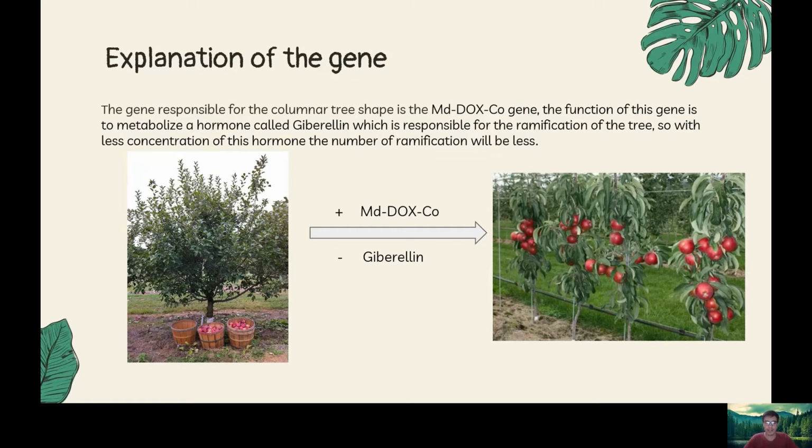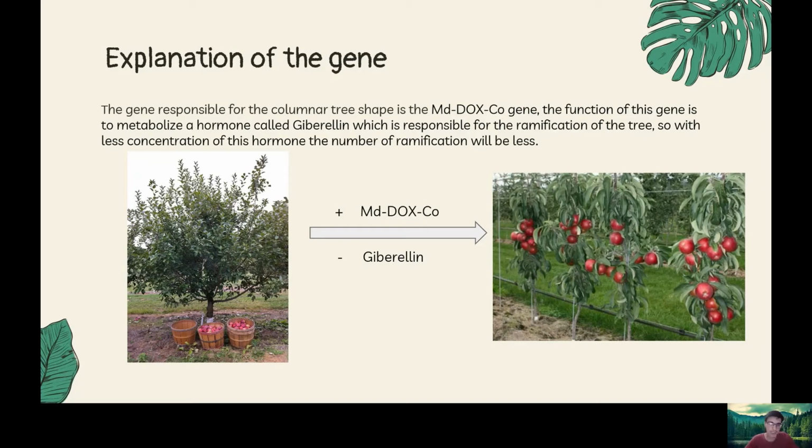But why do we change the shape of the tree? Why make these particular modifications in the genes of the apple? Why not just modify the plant to produce more apples per tree? By changing the shape of the tree, we are able to plant more trees per area.